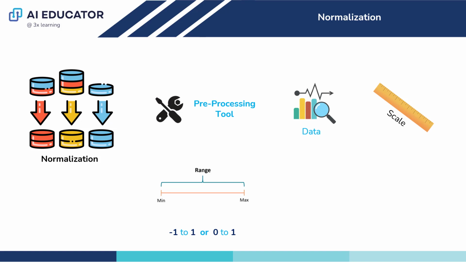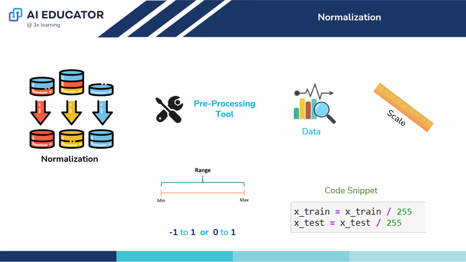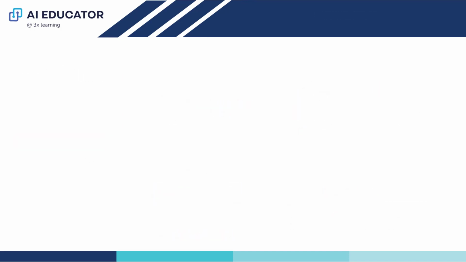Normalization is generally required when we are dealing with data of different scales. Normalization is done before we send the data to the model. We can simply perform normalization by dividing the data by 255, which we will discuss again in the MNIST case study. Now, let us understand batch normalization.